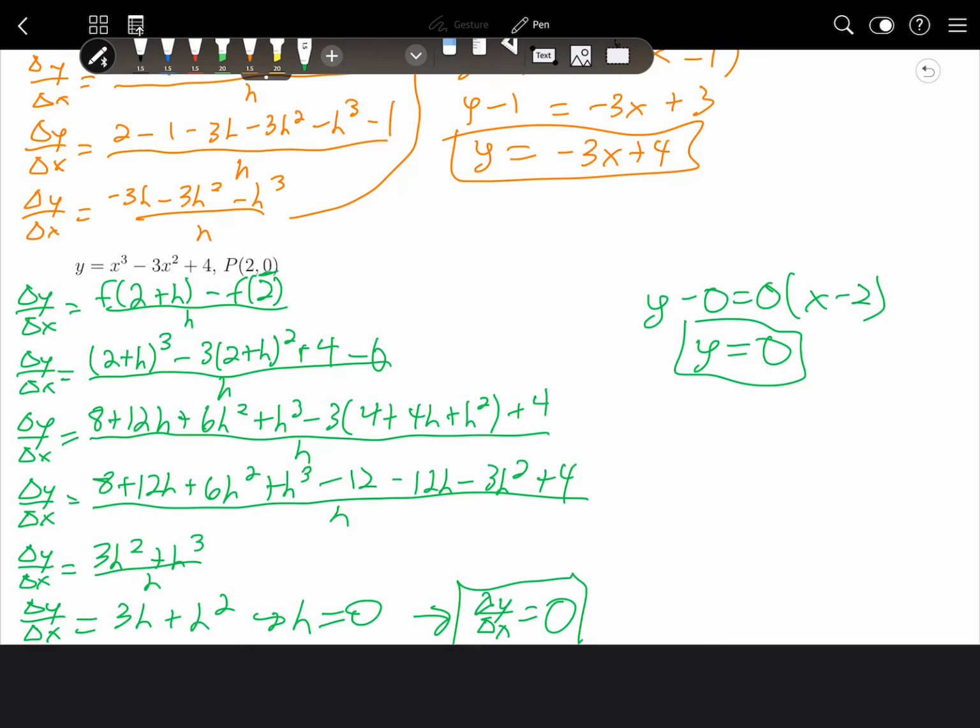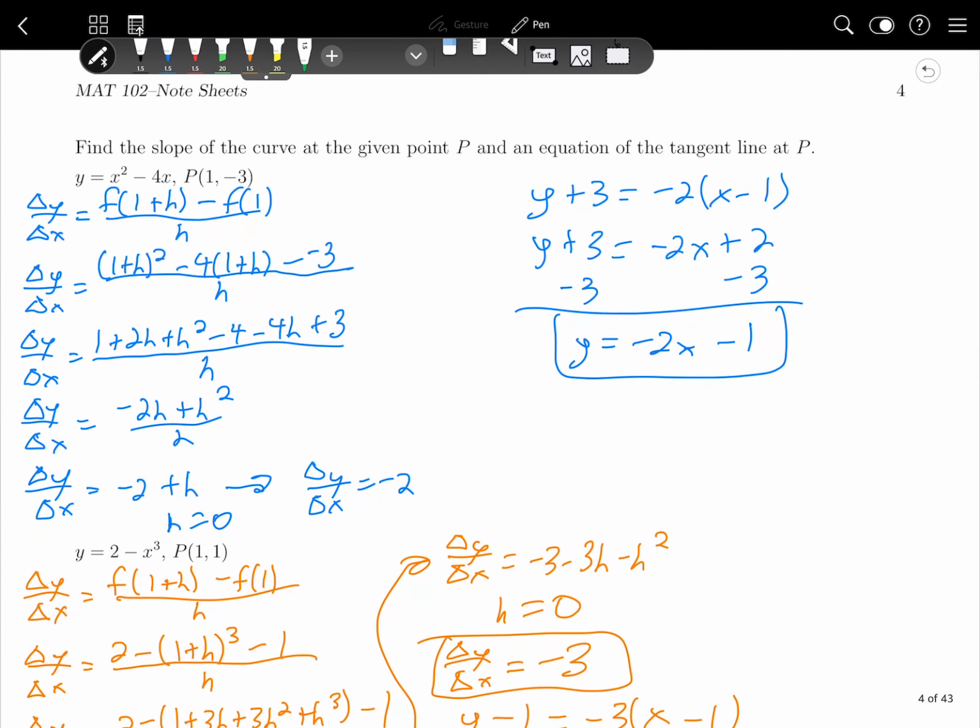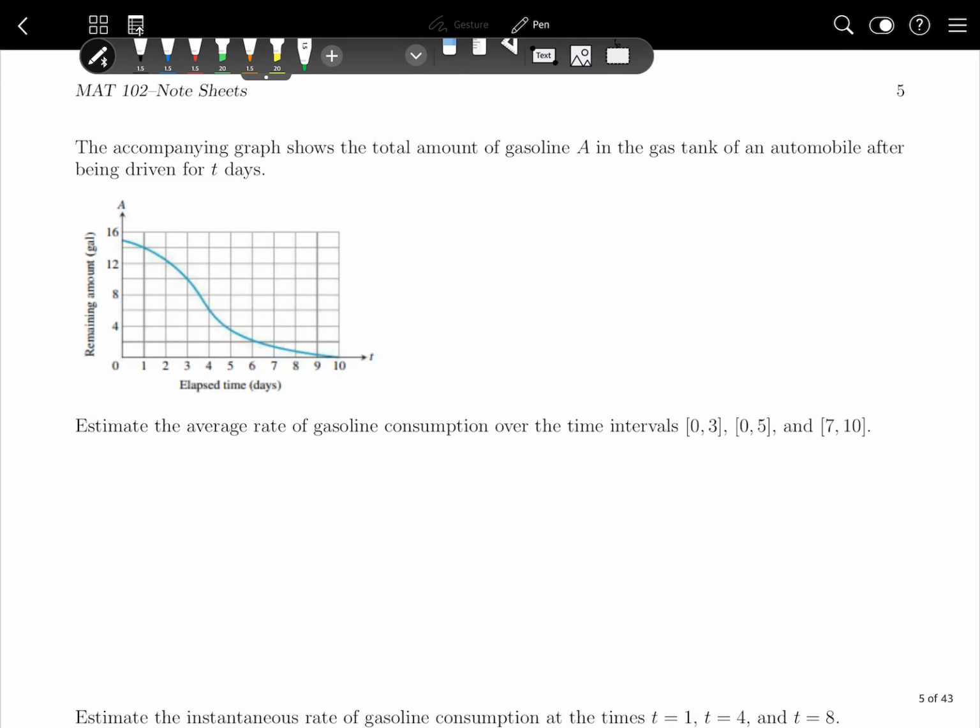That's how this works. Now we can take this a little bit further and talk about this in application form. The accompanying graph shows the total amount of gasoline A in the gas tank of an automobile after being driven for T days. Estimate the average rate of gasoline consumption over the time intervals 0 to 3, 0 to 5, and 7 to 10. To do that, we're just using the average rate of change formula. So we just need to find the points at 0, 3, 5, 7, and 10.